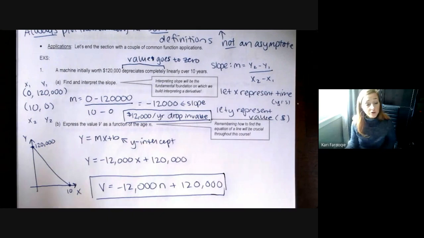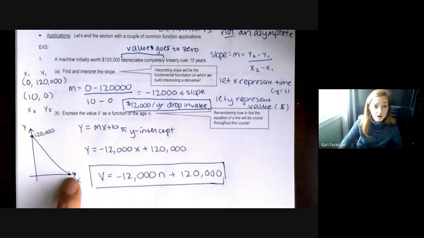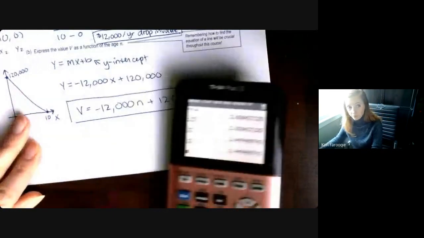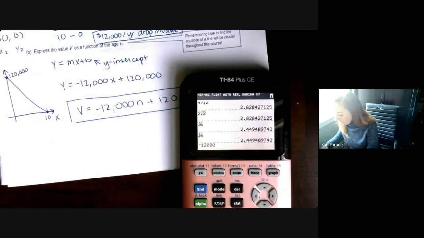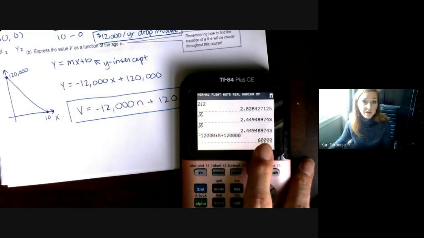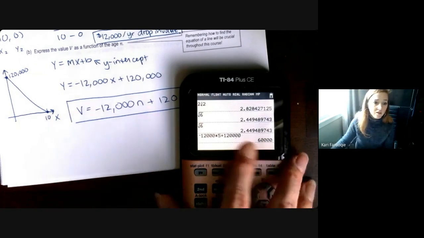So you could determine the value of that machine for any number of years until you hit this place where the value zeroes out. If you were to look at the value at 5 years, you would just say, okay, well let n be 5. Negative 12,000 times 5 plus 120,000 means after 5 years it depreciated to 60,000, which makes sense. It's taking 10 years to depreciate all the way down to nothing. So at half of that time, it would depreciate to half of its value.